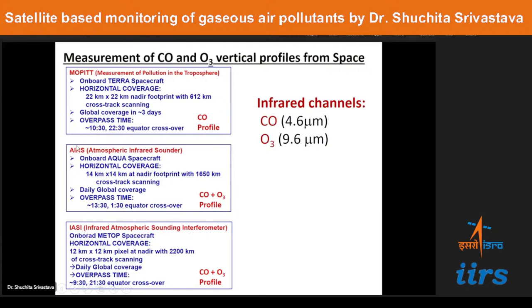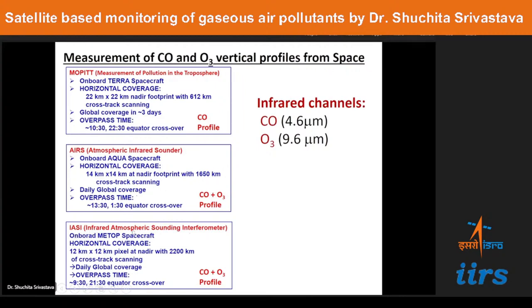The second instrument is the Atmospheric Infrared Sounder, and it is on board the AQUA spacecraft. Horizontal coverage is 1650 km with a horizontal resolution of 14 km by 14 km at nadir. It provides daily global coverage, and it provides both CO and ozone. MOPITT provides only the CO profile. AIRS provides both these gases, CO and ozone.